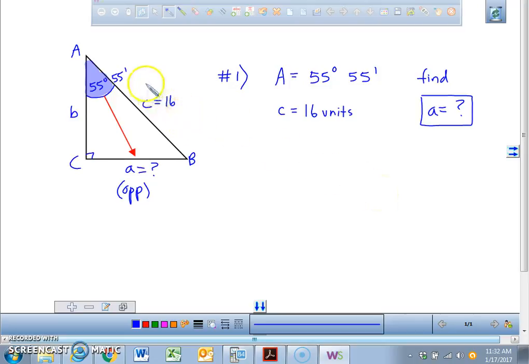Then, yes, you guys can label C is the hypotenuse and B is your adjacent side. So what I'd like you to try to do is label your opposite side first, and then you can label your adjacent side with the hypotenuse. That's the whole purpose of the arrow.